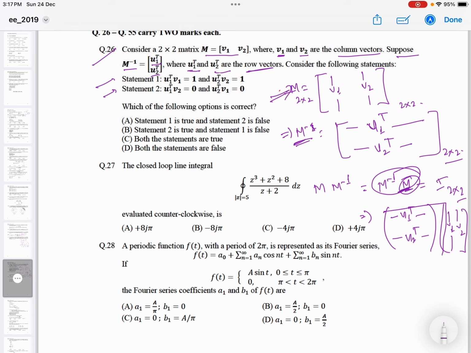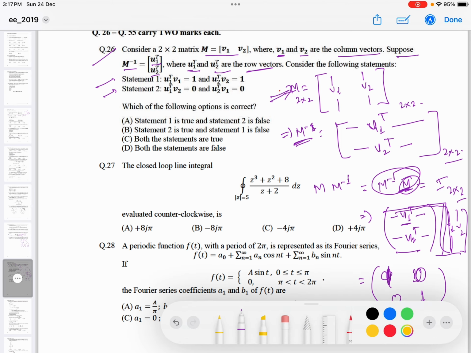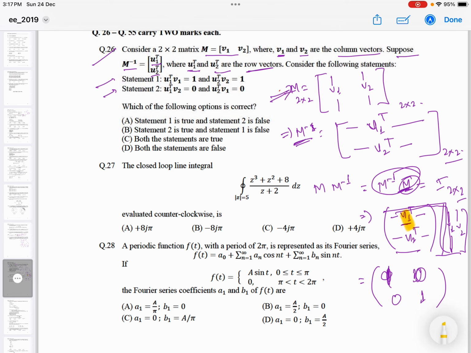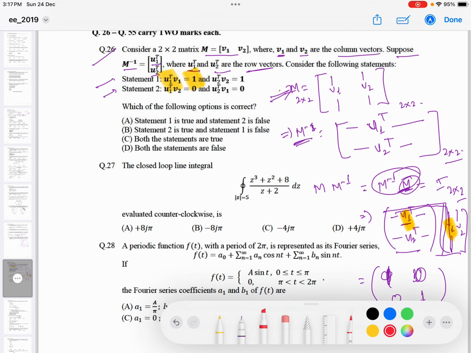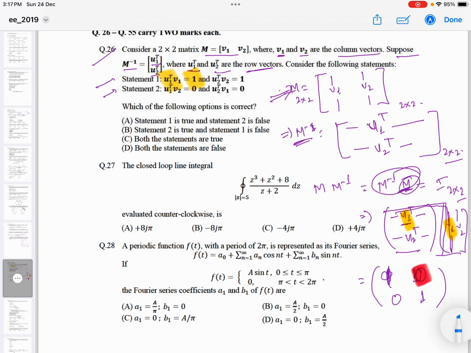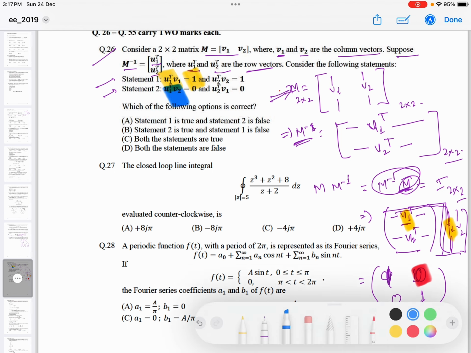Now you are going to do it like this, right? So it will be u1 transpose, u2 transpose, and that multiplication will be equal to the identity, so 1 0 0 1. So this product is going to be 1. So u1 transpose v1 is equal to 1, and u1 into v2 is going to be 0.